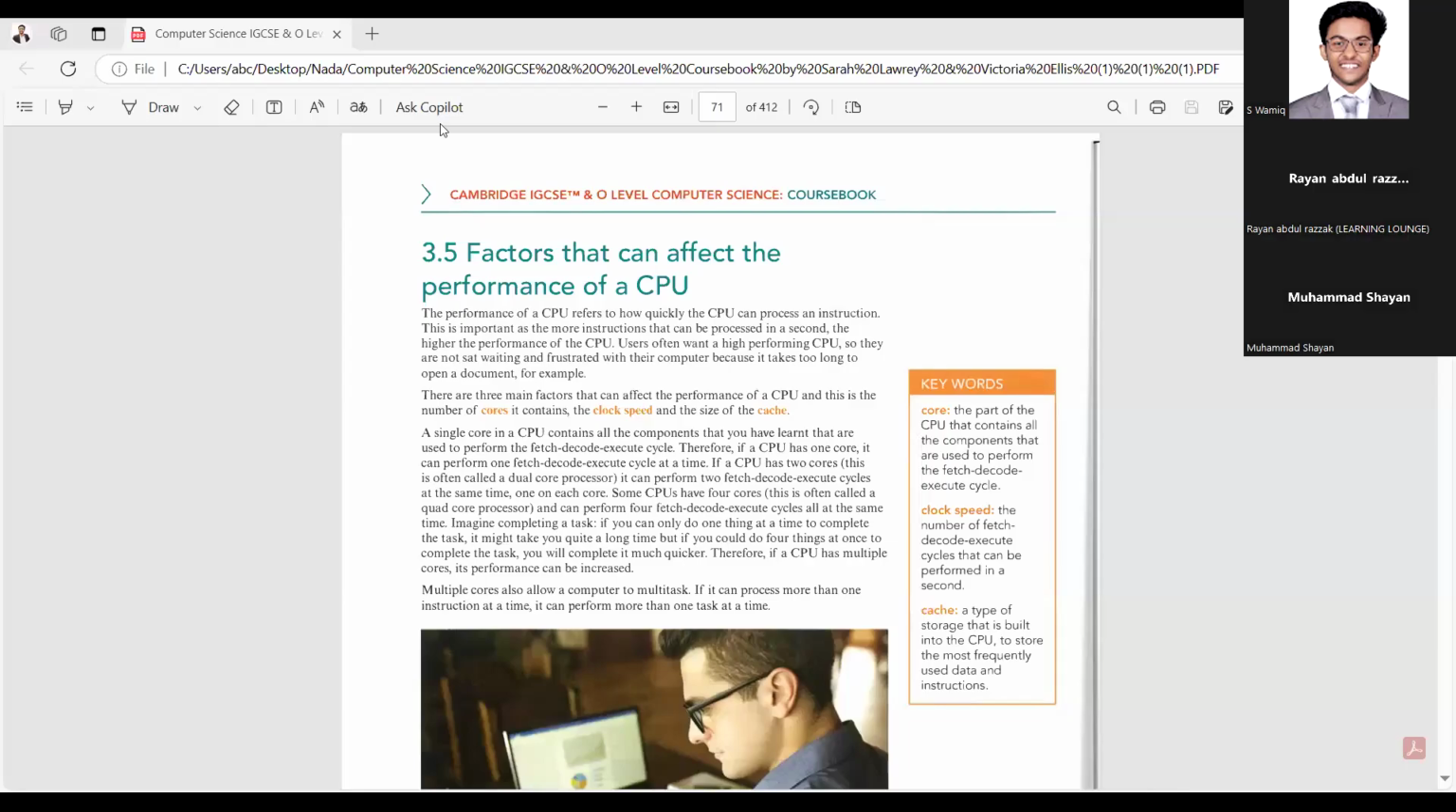Following our last class, we were discussing what are some of the important factors that we should consider while we are working with the performance of the computer system.